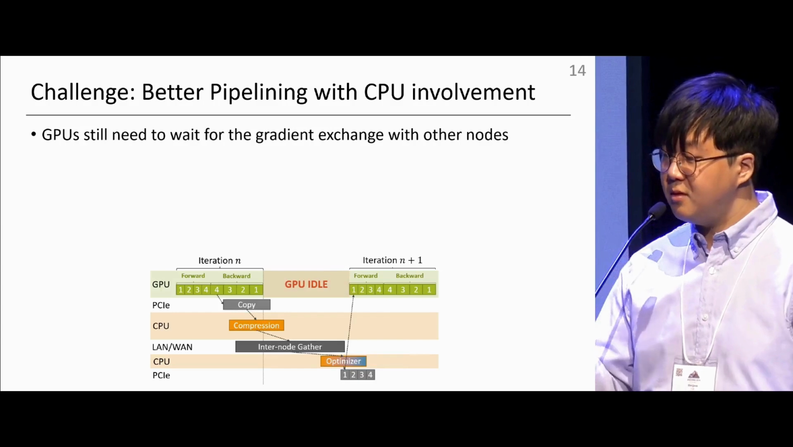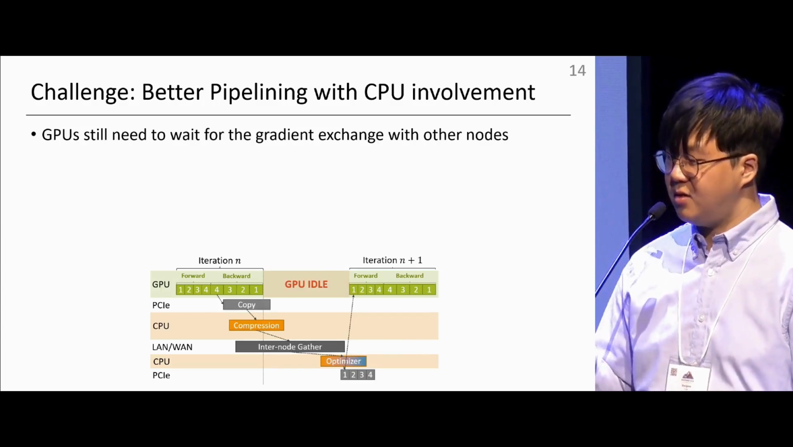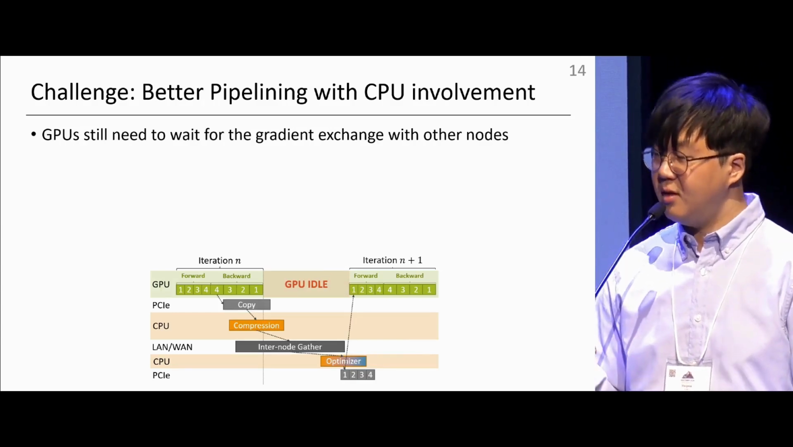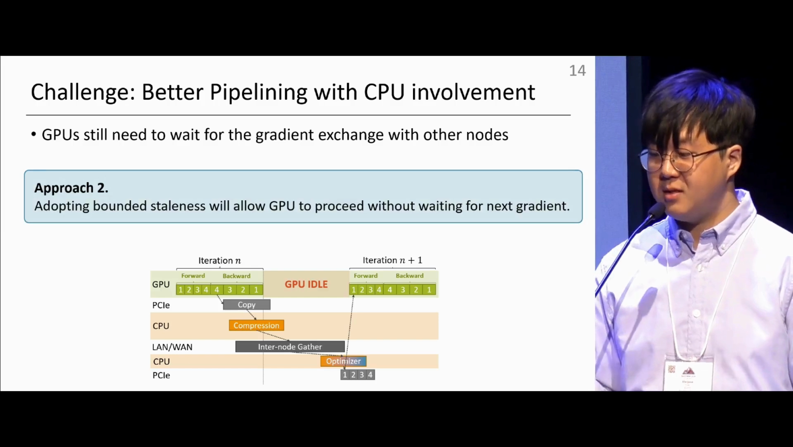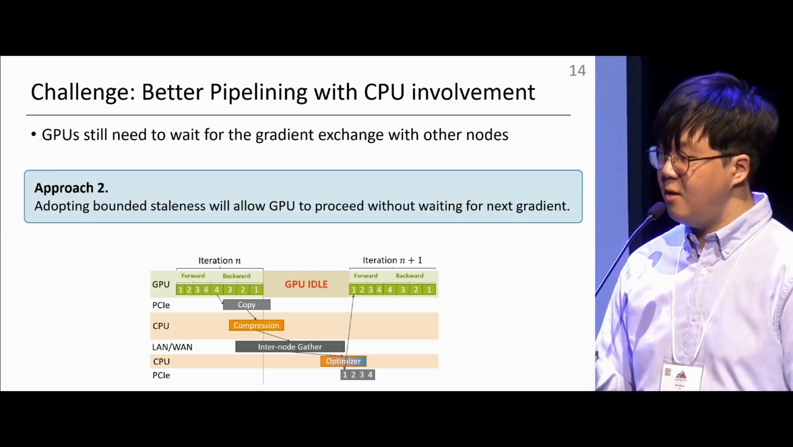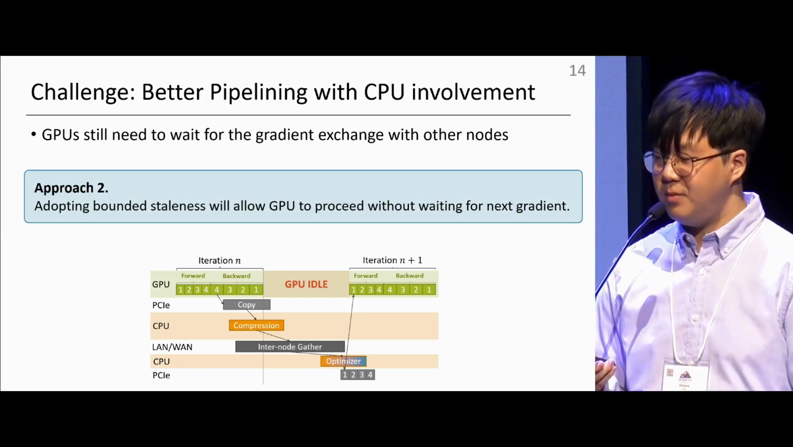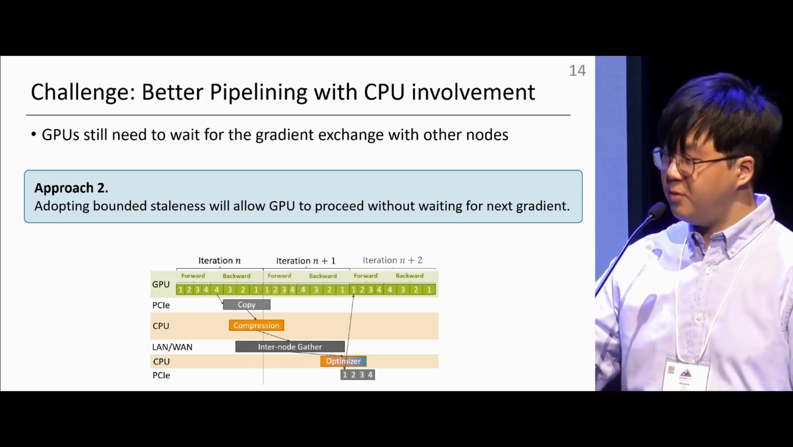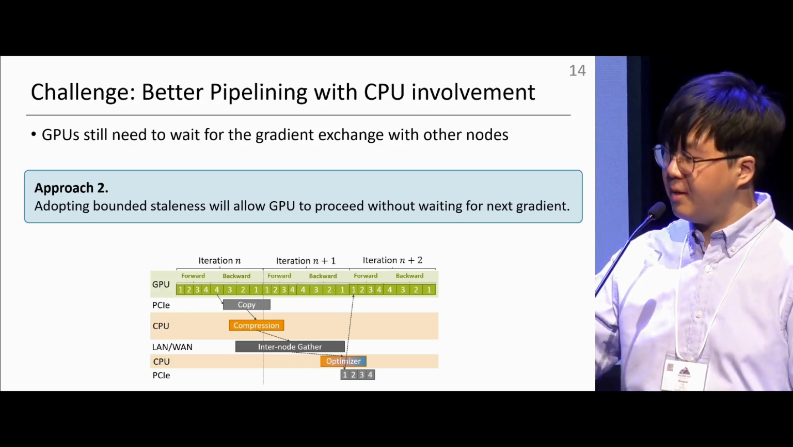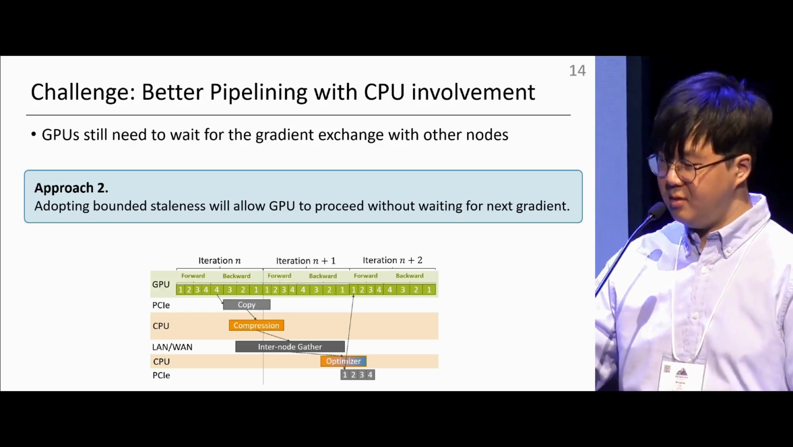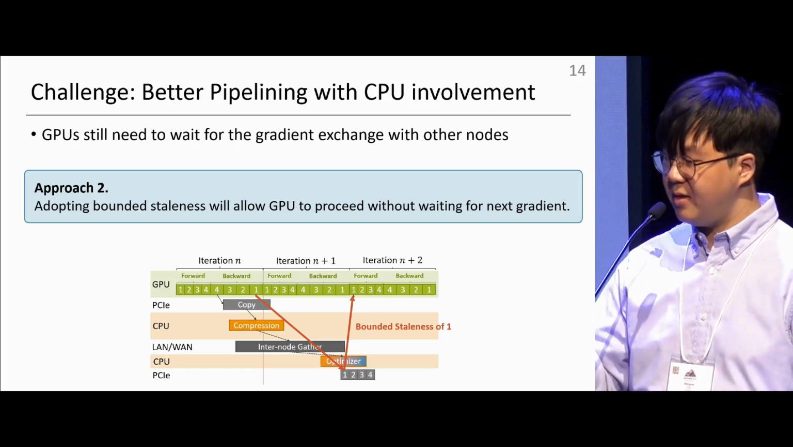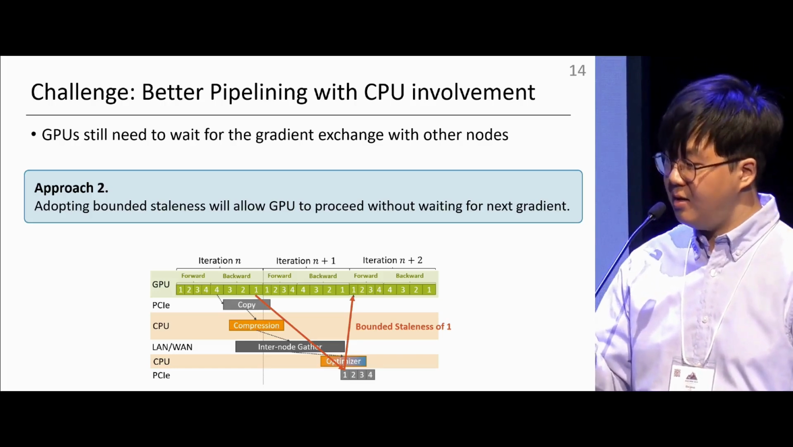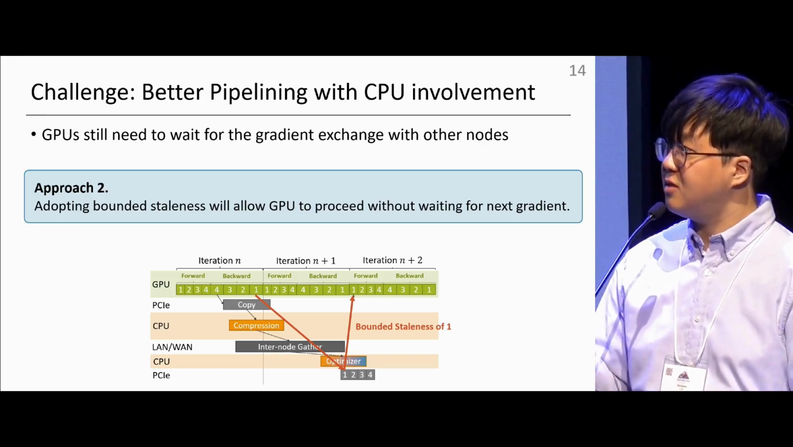Also, GPUs still need to wait for the gradient exchange with another node, idling the GPUs. So if we can out-of-bound the staleness and allow the GPU to process without waiting for the next gradient, we can achieve full utilization of GPUs. So when the GPU is idle, we can embed another forward and backward pass iteration in between. And we maintain the bounded staleness of 1. So the gradient from iteration n would be used for iteration n plus 2.